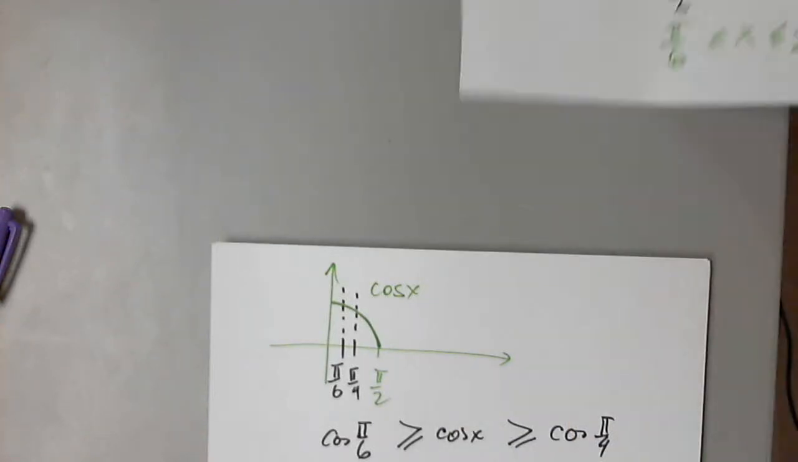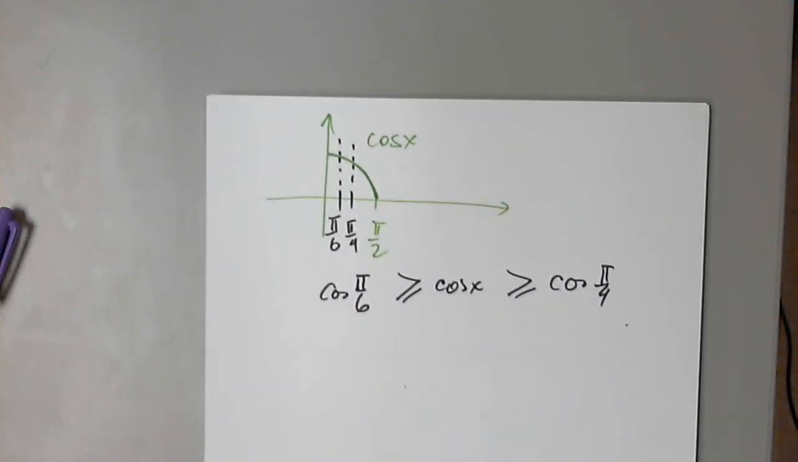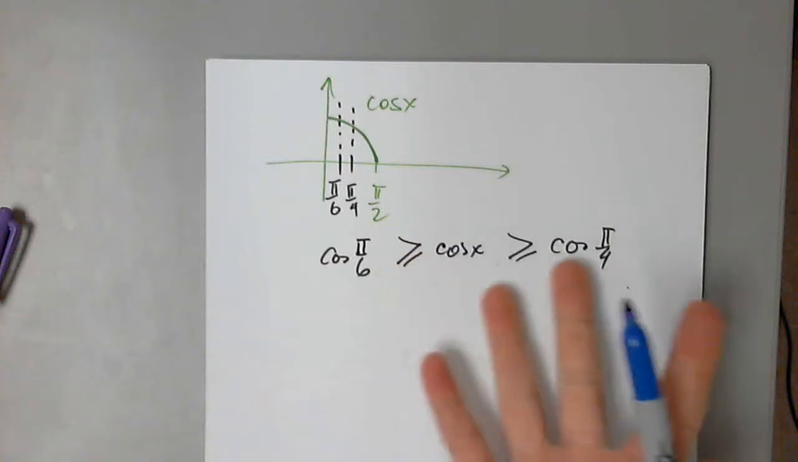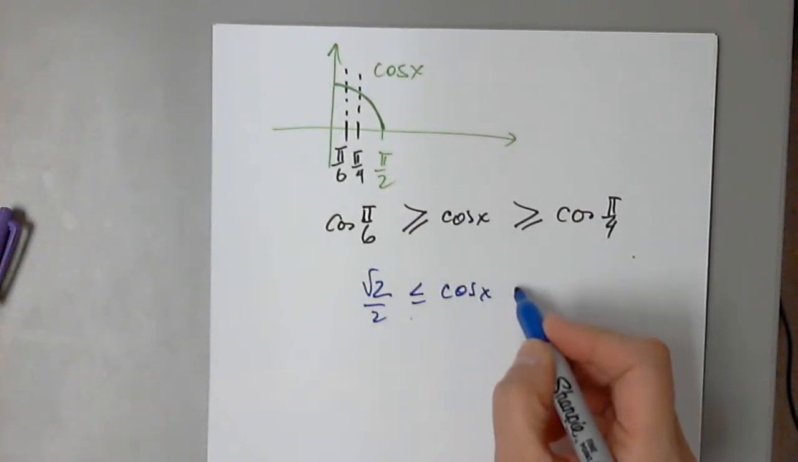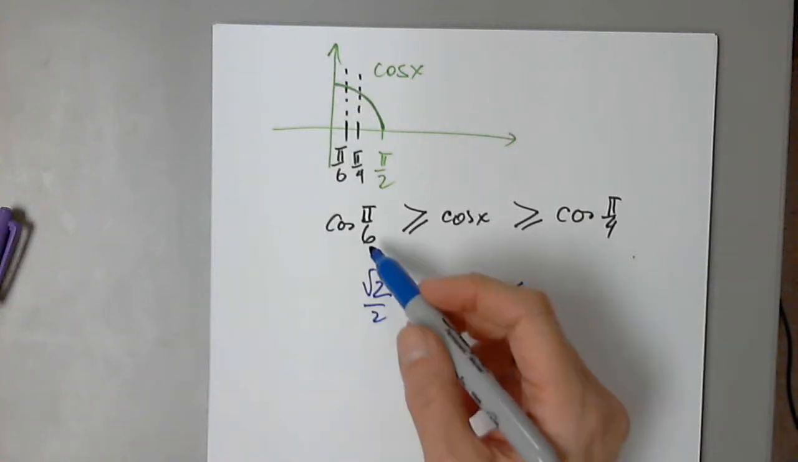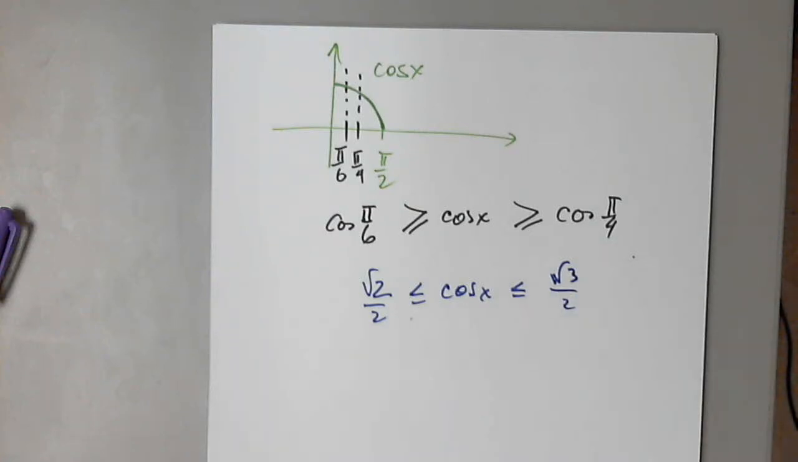Therefore, if we remember cosine, now I can write it in the correct order. The square root of 2 over 2 less than or equal to cosine x, less than or equal to cosine pi over 6, which is the square root of 3 over 2. That's all we really needed, to be careful to determine the cosine in between and having those bounds. And what would be the next step then?